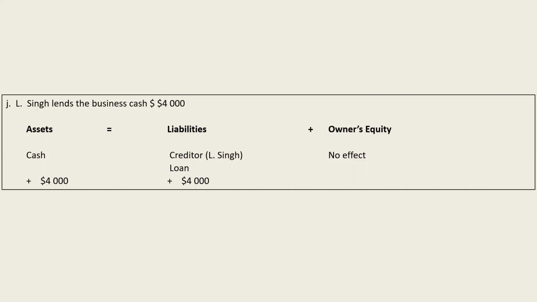All right, but no mention was made about the business paying back Singh the money that he has lent them. So the business is still owing L. Singh that money. Although you see in the cash there, you have to try and read the transaction and understand what it says. L. Singh lends the business cash $4,000. So we saw where the business received $4,000 cash, but we didn't see that the business paid back L. Singh any money. So because the business is owing L. Singh, he is a creditor for $4,000. It's a liability because the business owes L. Singh $4,000. All right. So I hope it's clear.